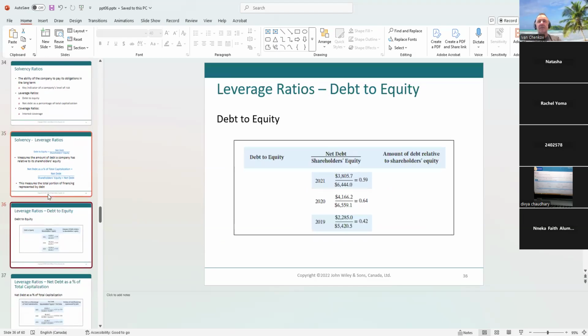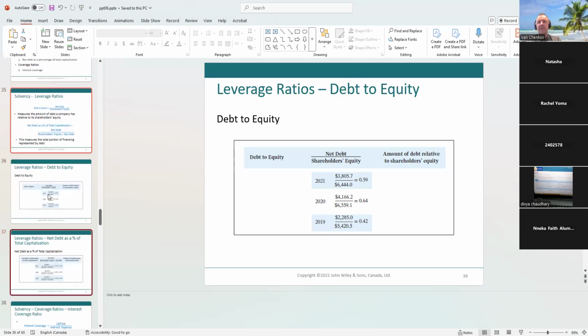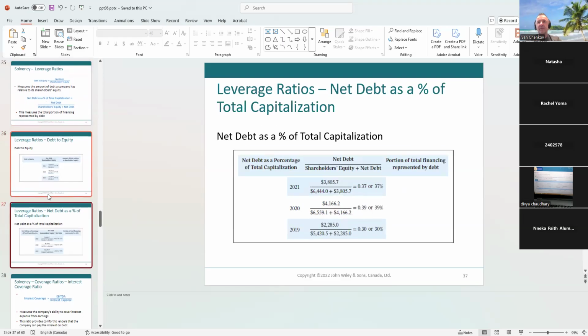Once you get, let's see this company, first the debt to equity ratio. As you can see, the debt starts increasing. Is that good for the company or bad for the company? At this point, we better not say anything. Why? Because we need more information. Next one, we're seeing that the net debt compared to the total shareholders' equity plus the net debt is also increasing.